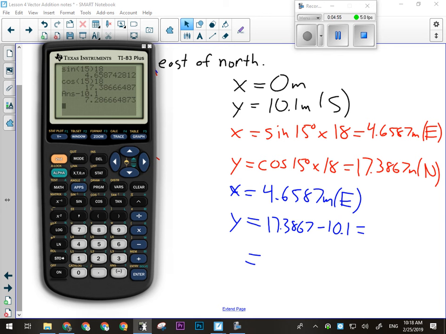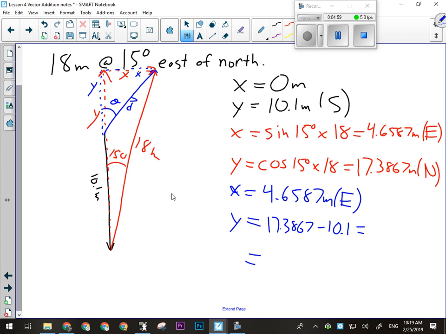Gives me 7.2867 meters, and that is north, because I do end up going north after all this. So now I've got the two sides of my resultant triangle. Looking at my numbers, my scale didn't work out exactly right, but it's still good enough. It was pointing the right direction at least.